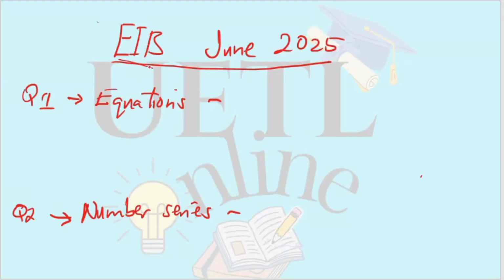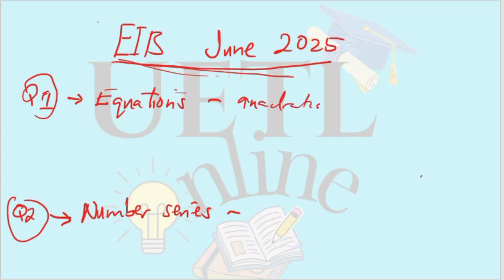So this one we are going to be revising different questions. The first one is from EIB June 2025. We are going to be revising question 1 and question 2. Question 1 is on quadratic equations, simultaneous equations, and there is a real life problem where we can apply these equations.